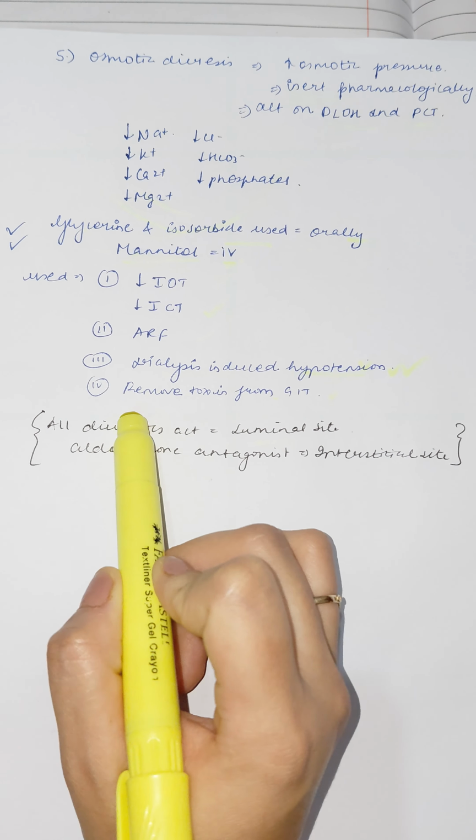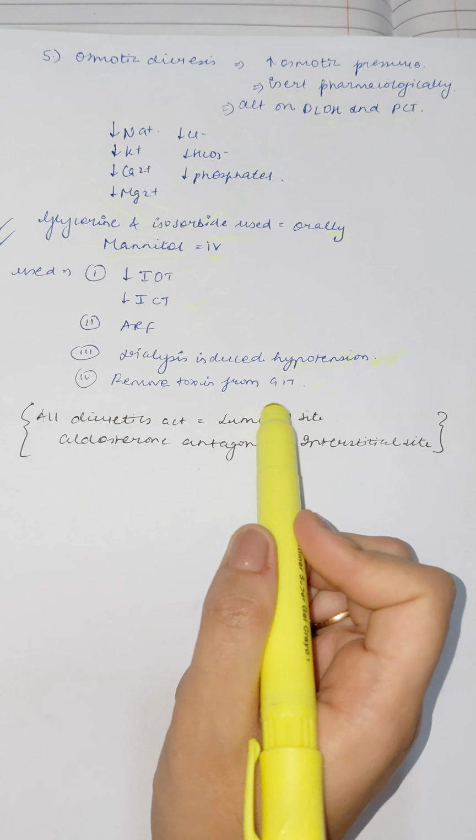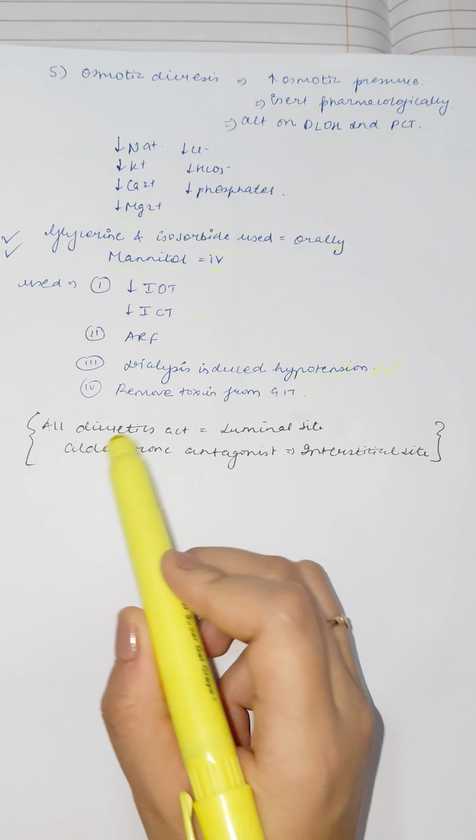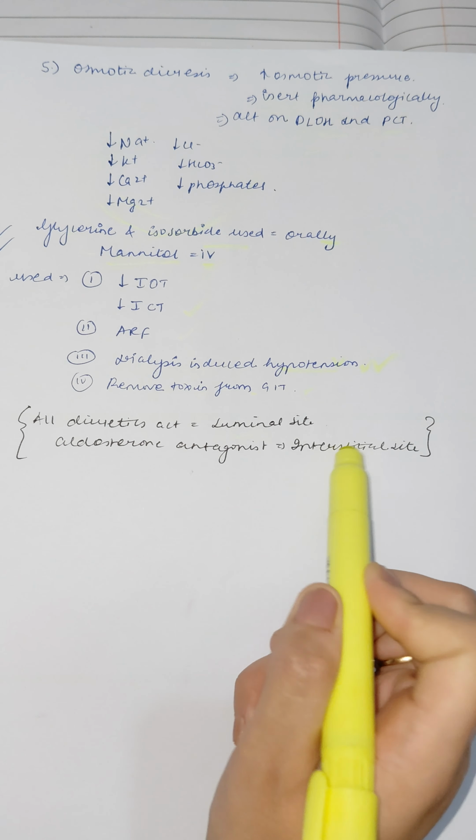So here are the key points. All diuretics act at the luminal site and aldosterone antagonists act on the interstitial site.